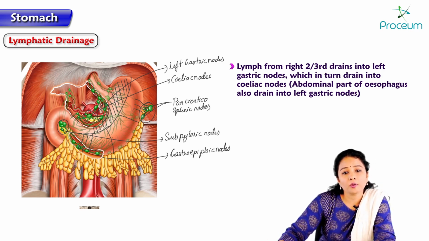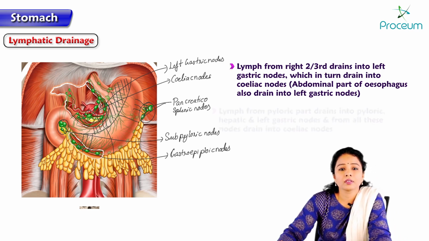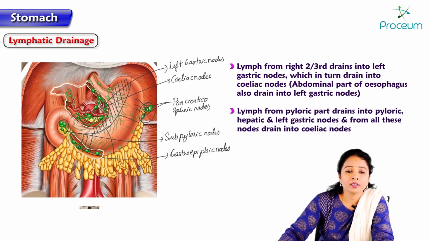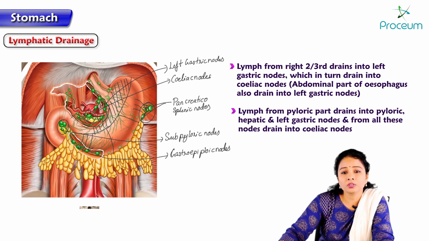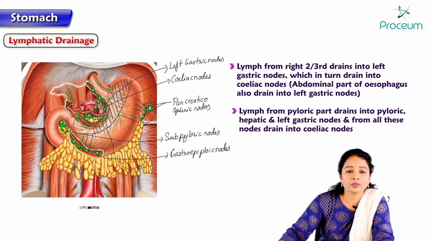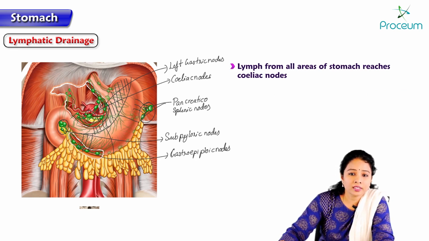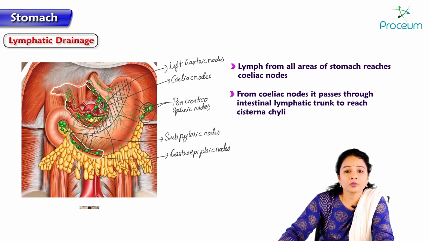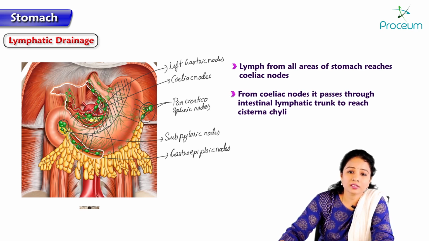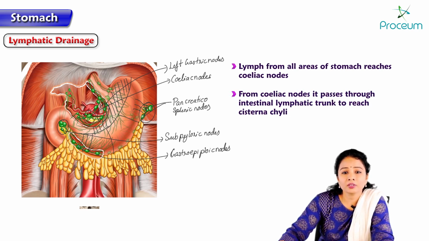The abdominal part of the esophagus also drains into left gastric nodes. The lymph from the pyloric part drains into the pyloric, hepatic and left gastric nodes, and from all these nodes it drains finally into celiac nodes. Lymph from all areas of the stomach reaches the celiac nodes. From the celiac nodes, it passes through the intestinal lymphatic trunk to reach the cisterna chyli and thereby the thoracic duct.